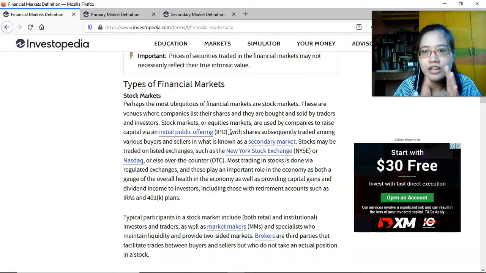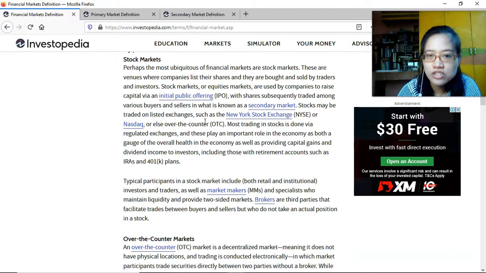And then after that, the subsequent trading between the investor and another investor would be through the secondary market already. Stocks may be traded on listed exchanges such as NYSE or NASDAQ. Here in the Philippines, we have the PSE. Most trading in stocks is done via regulated exchanges, although currently, instead of going through brokers or investment houses, there are online platforms provided normally by banks, which would allow individual investors to do the trade themselves. But of course there are fees.